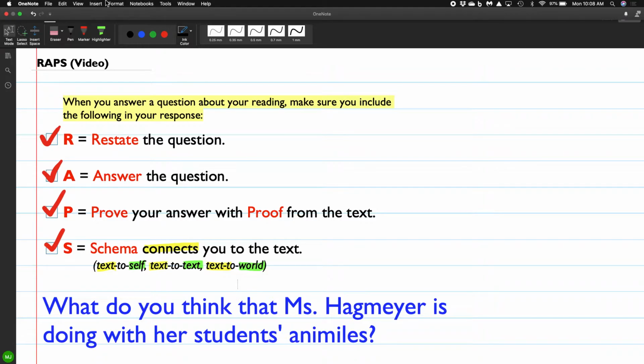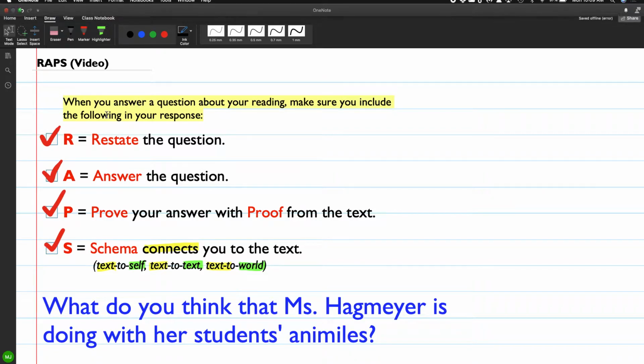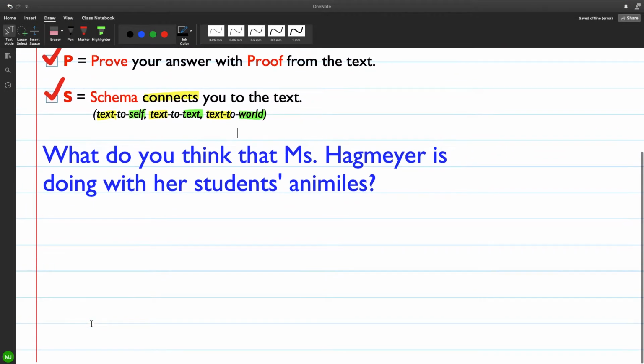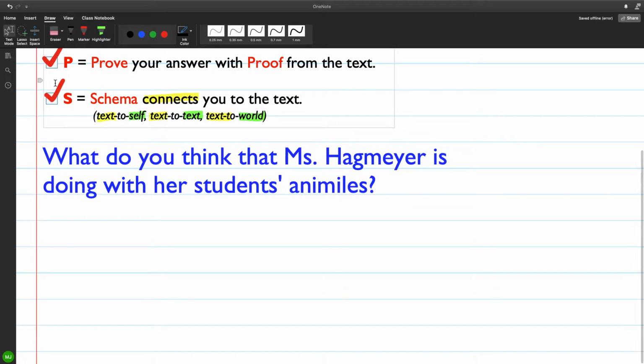All right, so what we're going to do is build an answer using some of the contributions from the class right now. Is everyone ready? Yep. All right. Fantastic. So what we're going to do is start. Who would like to start right away by giving an answer? What do you think that Miss Hagmeyer is doing with her students' animals? Restating the question, giving an answer, giving proof from the text, and also giving a personal connection, if we can. That's the level 4 piece to this. What would you say, Lexi?